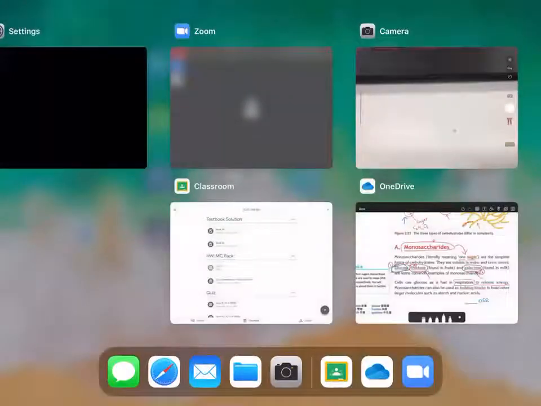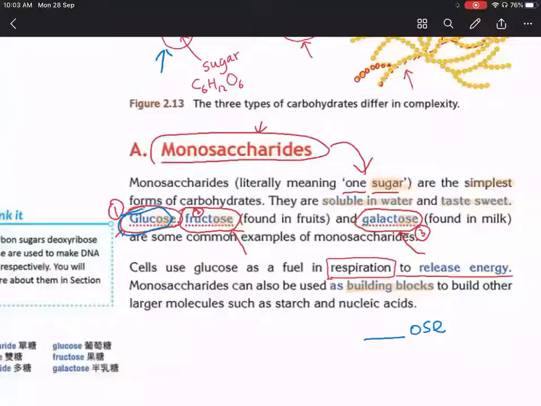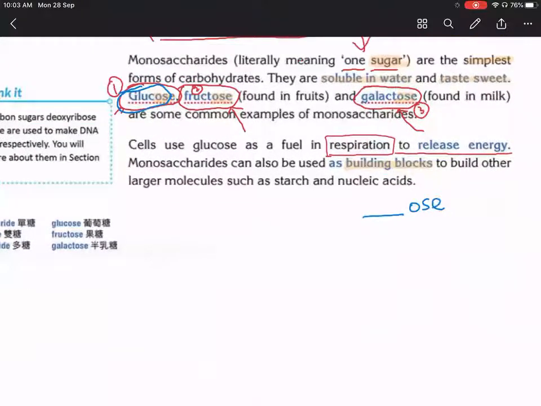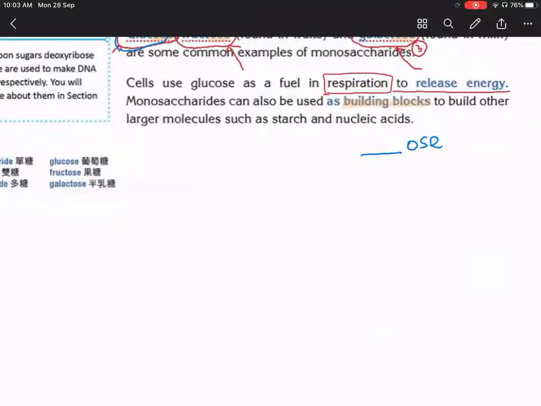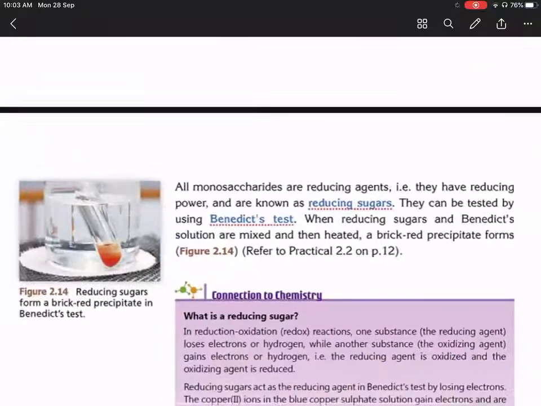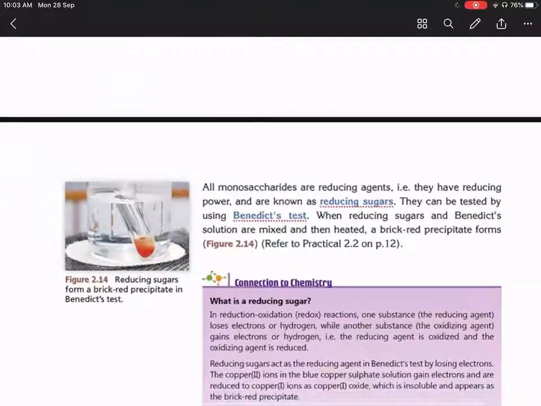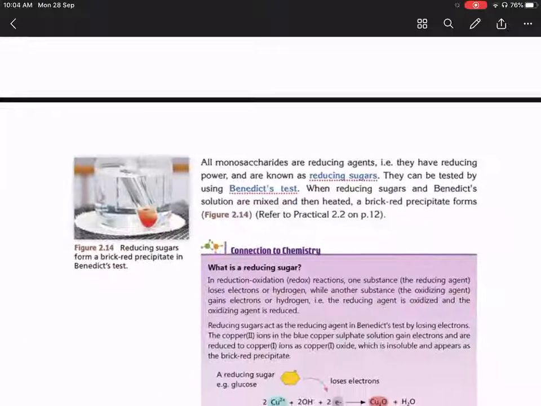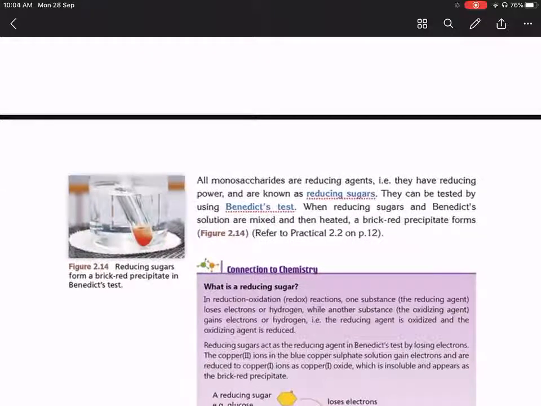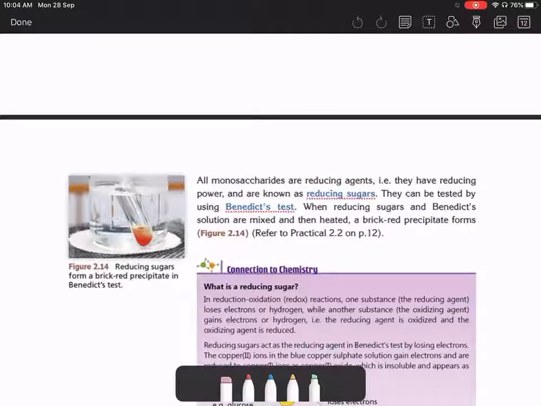Okay, we go back to the book. Now next, we need to know how to test for glucose. Please turn to page 9. You can see this. Okay, I'm going to show you how to test for glucose. And before testing for it, I need to introduce you to one concept.